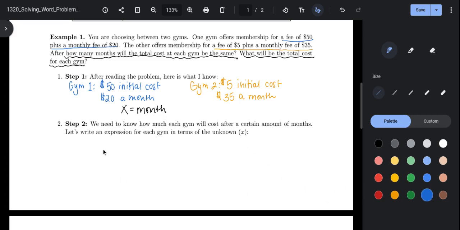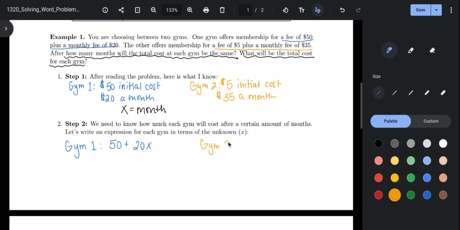So now using this information, we're going to write some expressions to help us calculate how much each gym is going to cost after a certain amount of months. For our first gym, we have a $50 initial cost. When I think of an initial cost, I think it's one time. It's at the beginning of this, and you won't be charged it again. So that doesn't rely on how many months you're a member. But the $20 a month fee does. So it'll be $20 every month, so 20 times the number of months you're a member. And for the total cost, we're adding those two together.